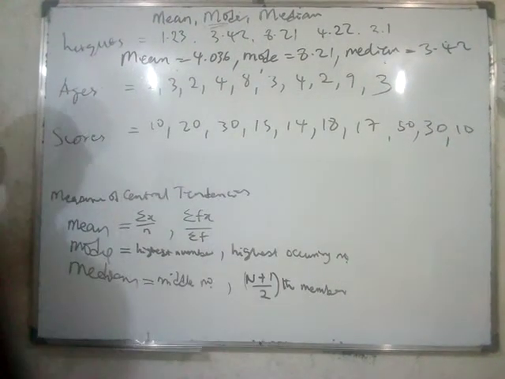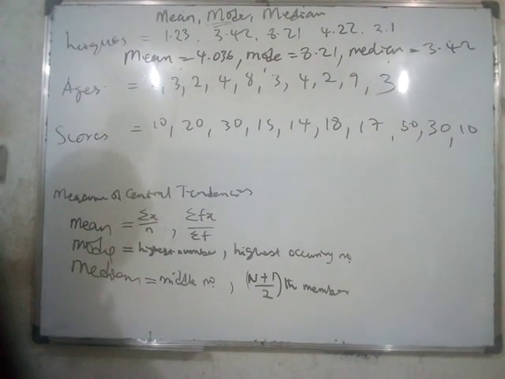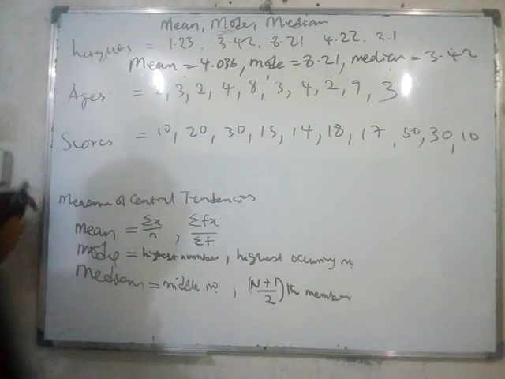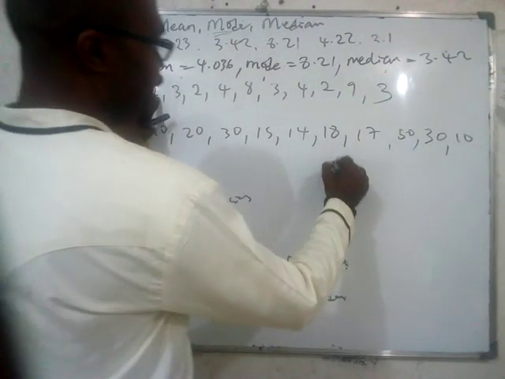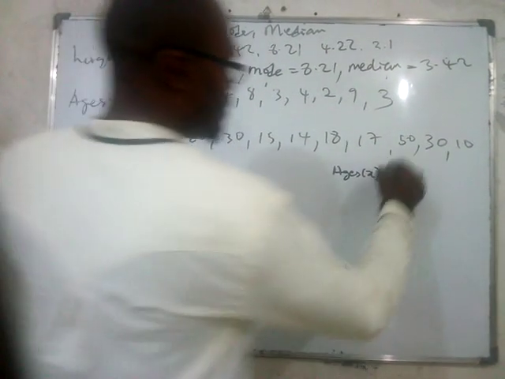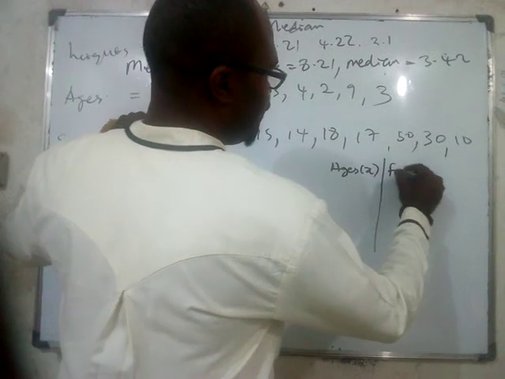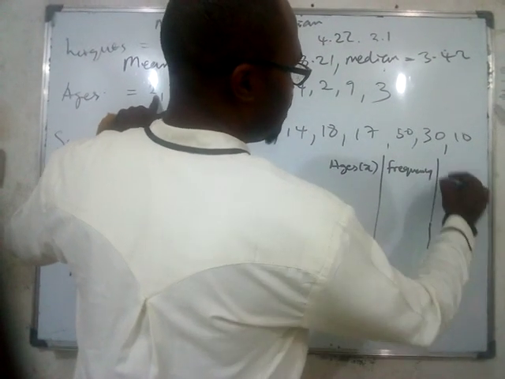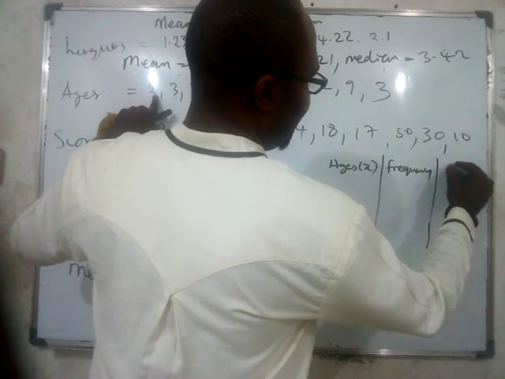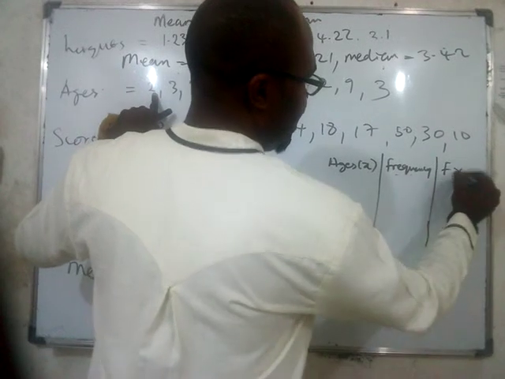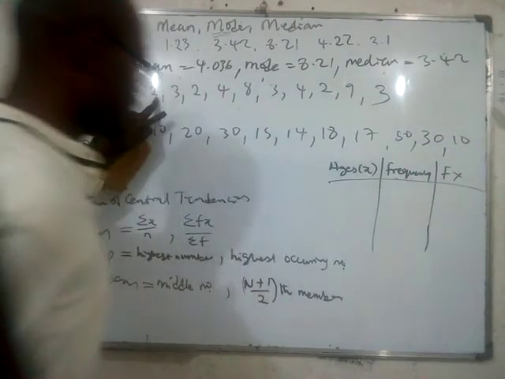For this one that is repeating, how do we solve it? We have to construct the frequency table first. So we are going to have ages, in brackets x. Then frequency, f. And then fx, that is frequency times x. Good.